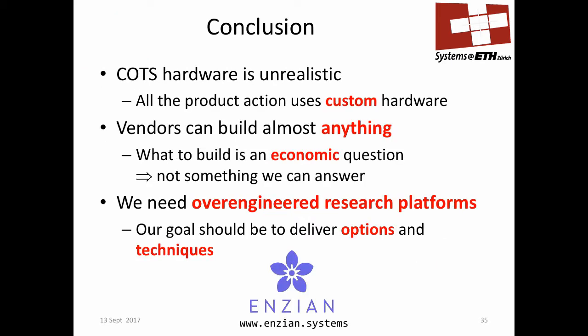The conclusion is, I think, commodity hardware is unrealistic for running workloads on these days. Vendors can build pretty much anything, as I said. You can build almost anything in hardware. The question is, what do you want to build in hardware, and what can you justify building in hardware? That's a business decision. It's not our business to tell people what to do. It's our business to give people options. How do we figure out what the options are? We need a platform like this. So thank you very much.